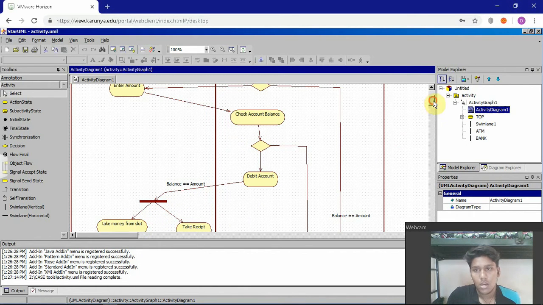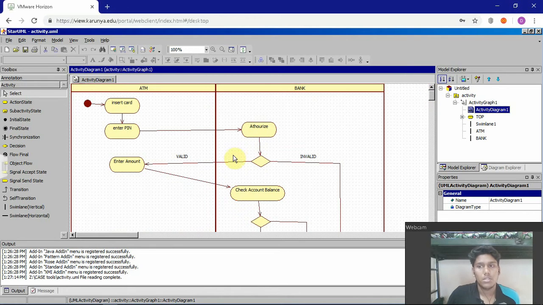For this activity diagram I have used the ATM and bank scenario. As you can see, there are two swim lanes. This swim lane is for the ATM and this swim lane is for the bank. These swim lanes are used to differentiate two different states. The ATM is one state and the bank is another state, so I have used the swim lanes to differentiate the ATM and the bank.